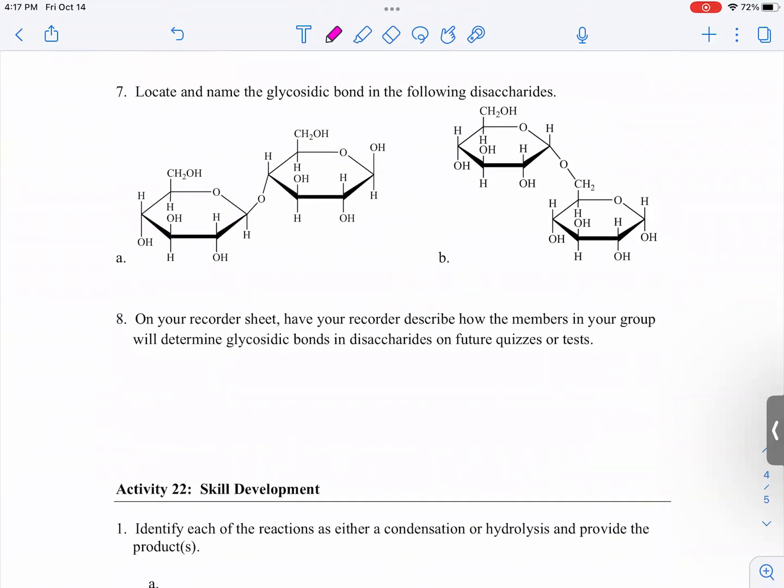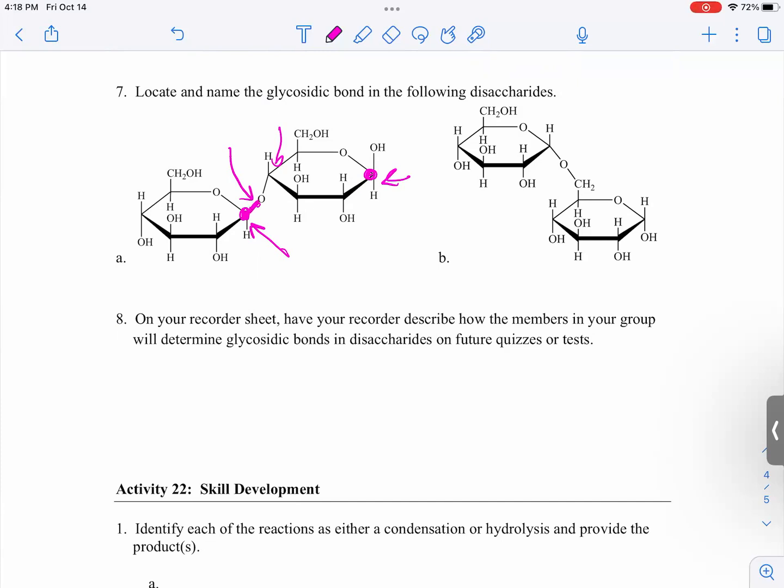So we want to locate and name the glycosidic bond for the following disaccharides. All right. So we're going to find our anomeric carbons. 1, right? 2. They're both bound to 2 oxygens, right? So it's easy to find. What is the glycosidic bond? Well, this one is not taking part in the glycosidic bond. This anomeric carbon is taking part in the glycosidic bond. This is taking part in the bond, but it's not an anomeric carbon. So the glycosidic bond is right there. Glycosidic bond is right here.